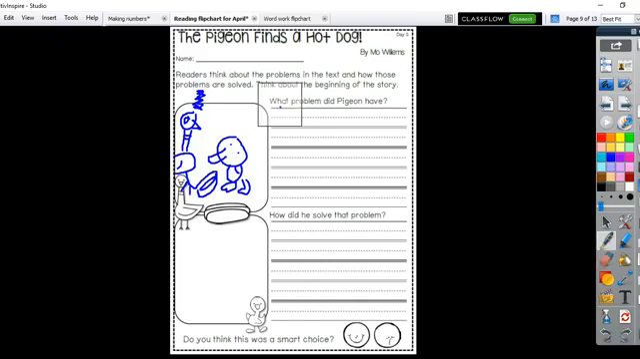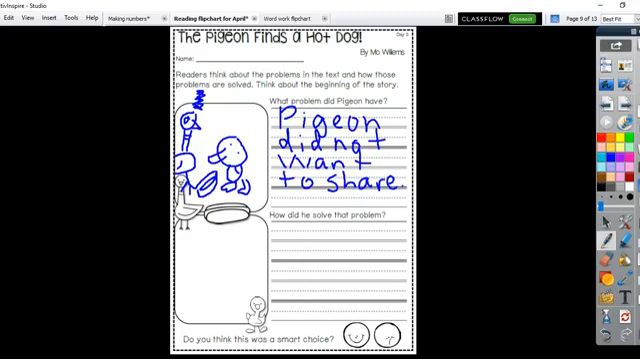So we could say, Pigeon did not want to share. Pigeon did not want to share. He did not want to share his hot dog.